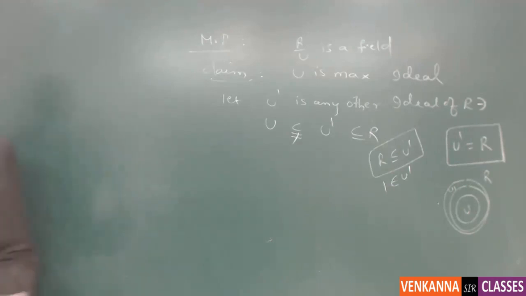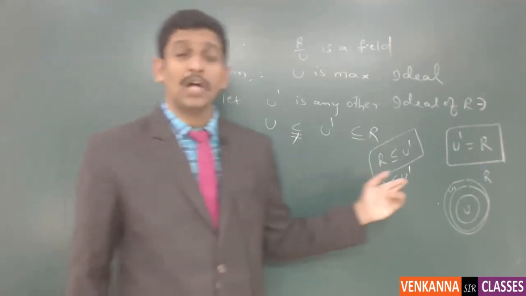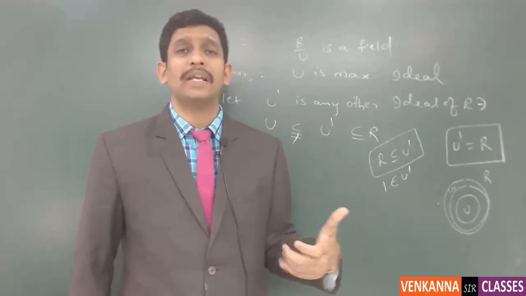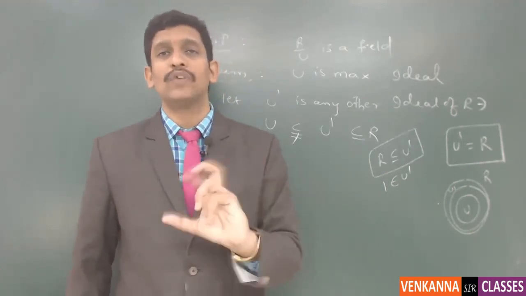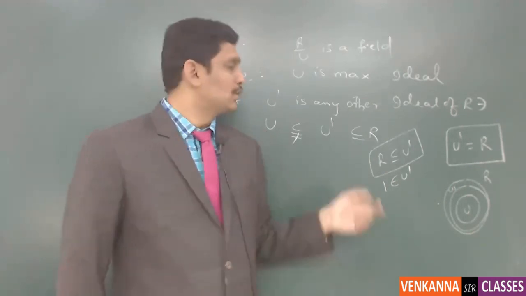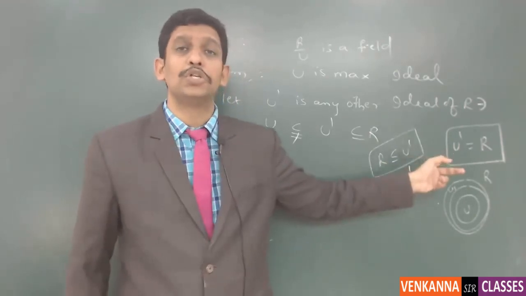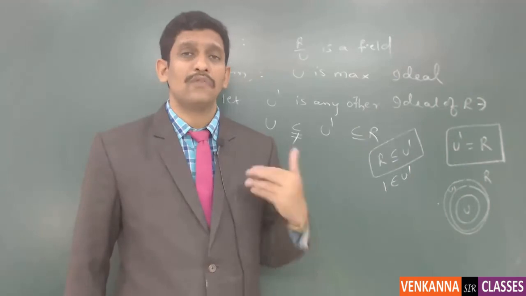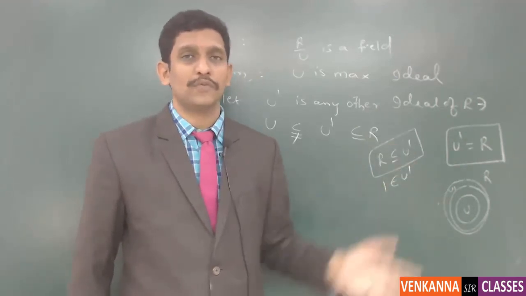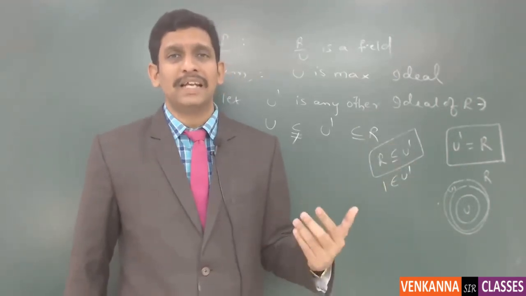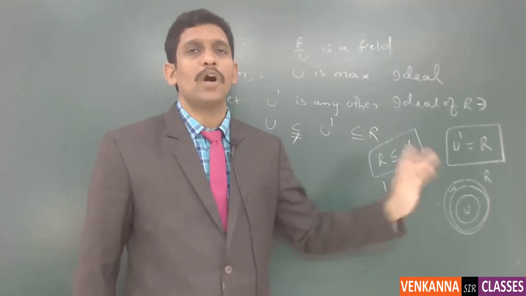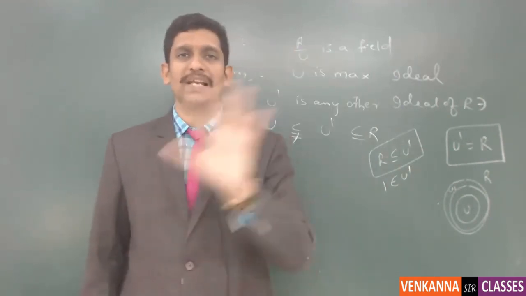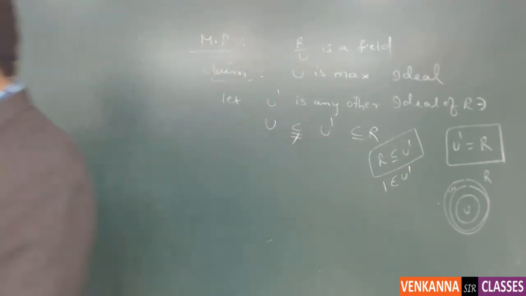Whenever the unity element belongs to the ideal, automatically the ideal and the ring both will become equal. So our intention is to show U' equals R. That means we have to verify R is a subset of U'. That means it is enough to show that 1 belongs to U'. This is the whole strategy we need to consider.